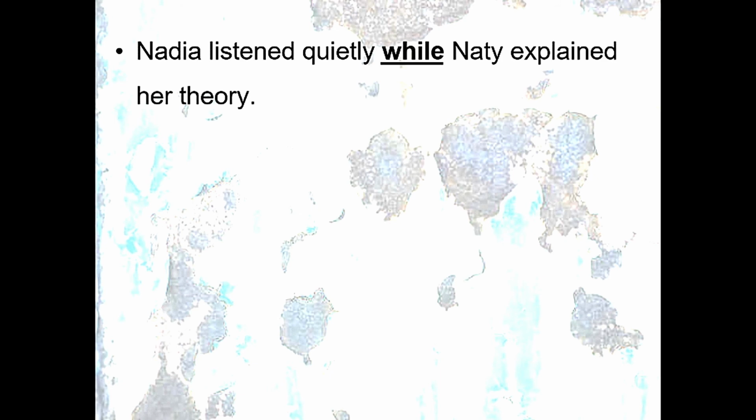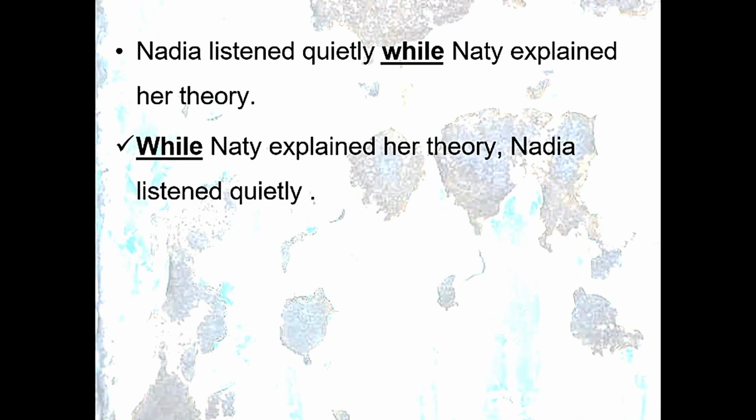Another example. Nadia listened quietly while Nati explained her theory. Our subordinating conjunction here is while. If we will begin with the dependent clause, it will be written like this. While Nati explained her theory, Nadia listened quietly.